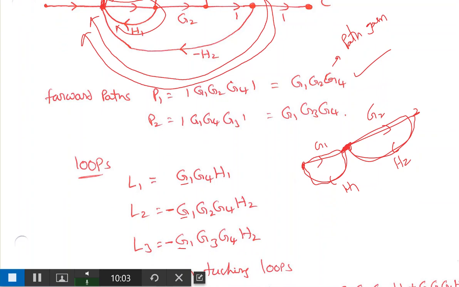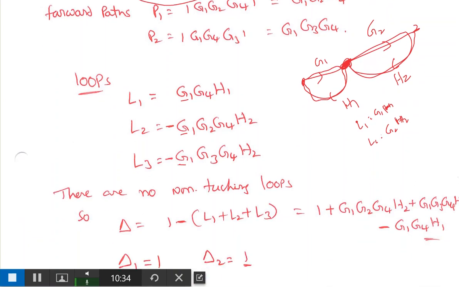Okay, so definitely they're touching each other, even if we do not have any common element. In this other example, say L1 equals G1H1 and L2 equals G2H2. Are they non-touching? Even though they don't have any common element, they're still touching each other at this node. So even this flow diagram doesn't have any non-touching loops. They're touching each other.